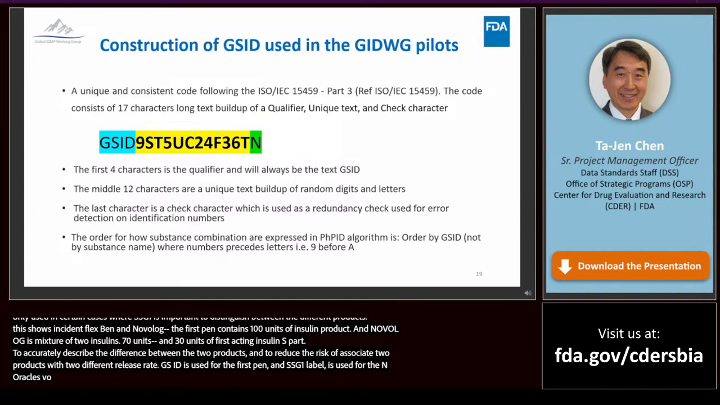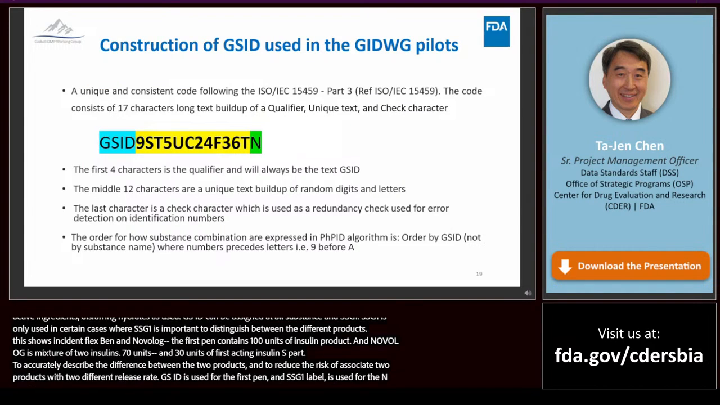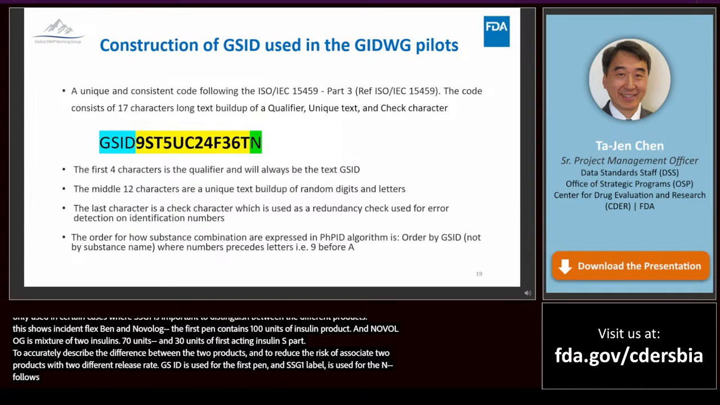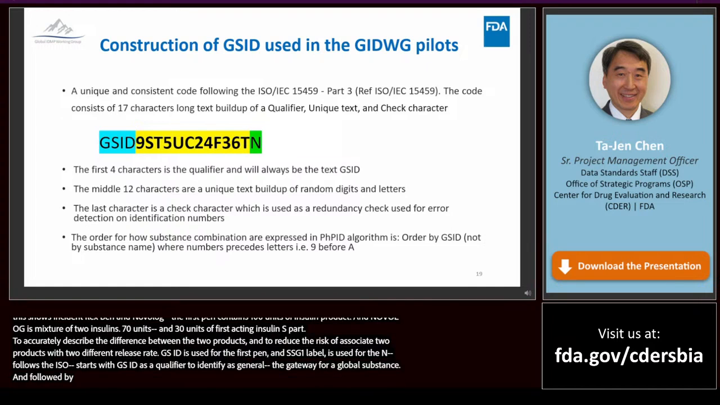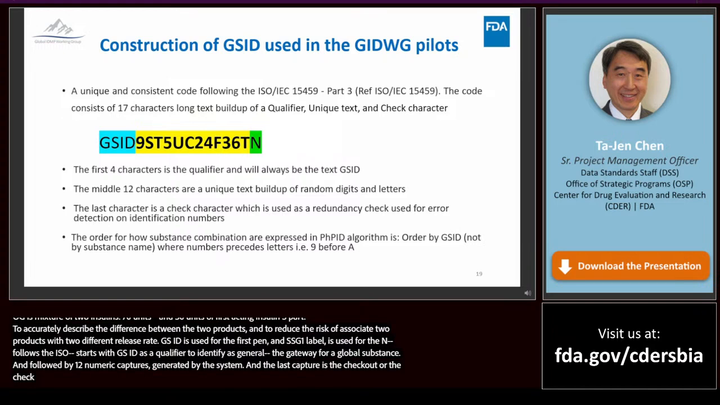The construct of GSID follows the ISO IEC 15459 Part 3. It starts with GSID as a qualifier to indicate that the identifier is generated by the GIDWG for the global substance. It is then followed by 12 alphanumeric characters randomly generated by the system. And the last character is the check character, or the checksum, for the integrity of the identifier.